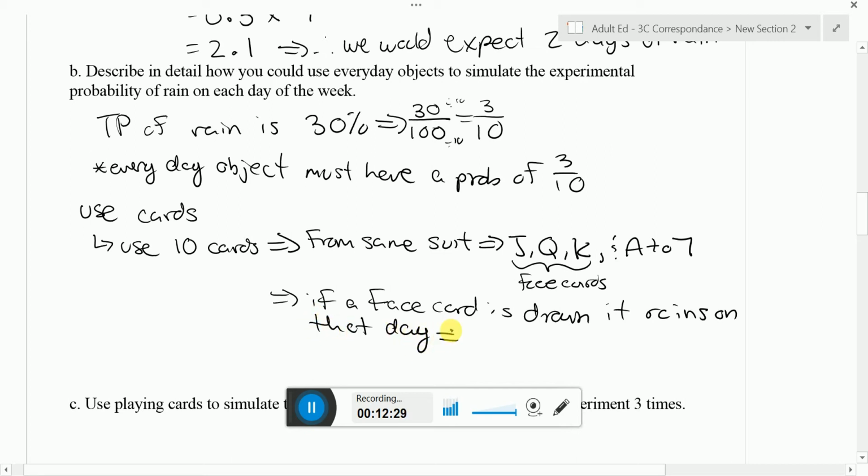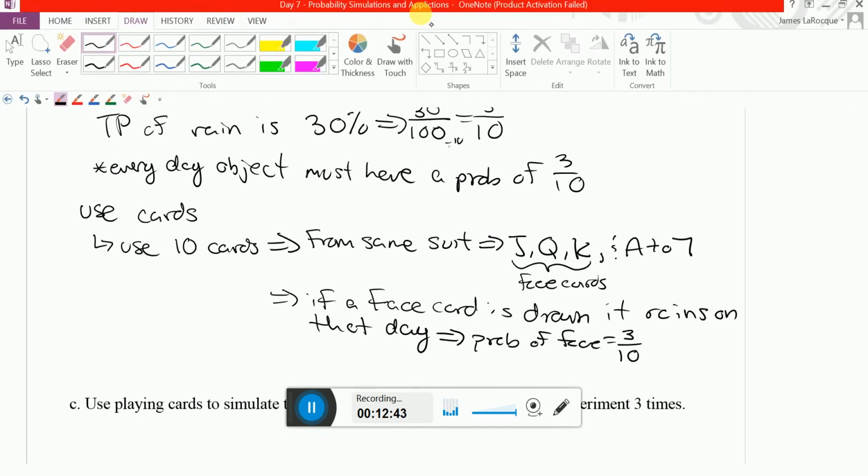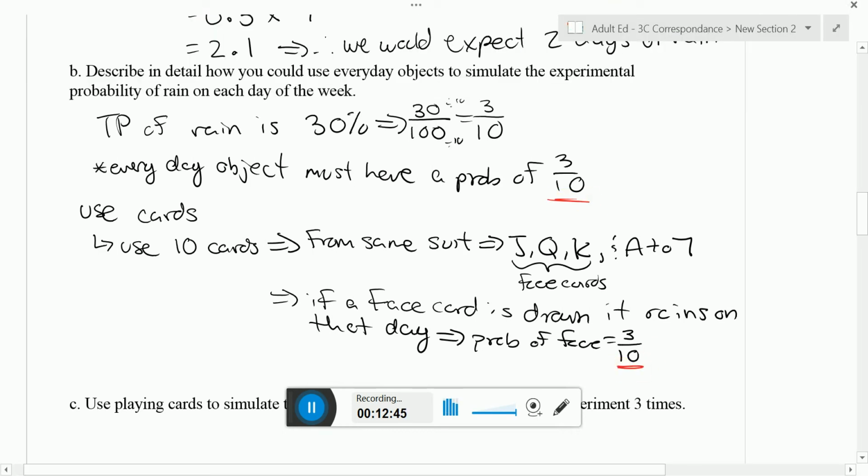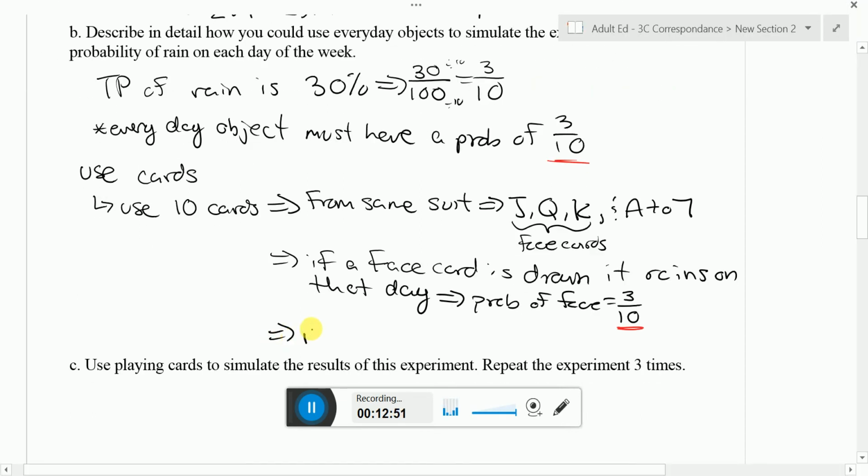And the reason we can do this is because the probability of a face card is equal to, again, there's 3 face cards out of 10 cards in total, so the probability of a face card is 3 out of 10, which matches the probability of it raining on any given day. Now, because we're doing this for a full week, we need to put the card back and repeat the experiment. Again, there's 7 days in a week, so we're going to repeat the experiment 7 times.